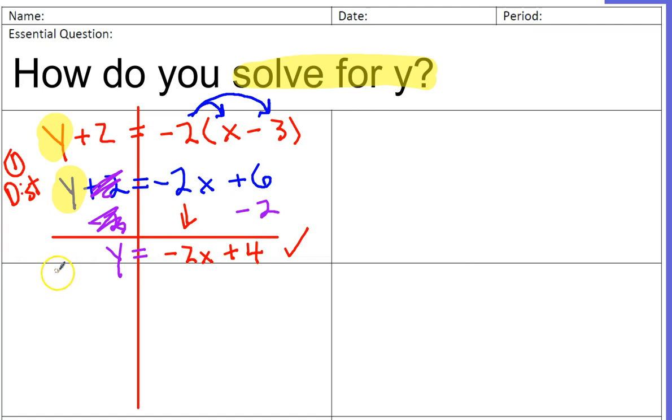How do I solve for y? In this case, I distributed, and then second, I subtracted 2. This was a two-step problem. You have to distribute, and then you have to subtract the 2. Okay, let's try that again.